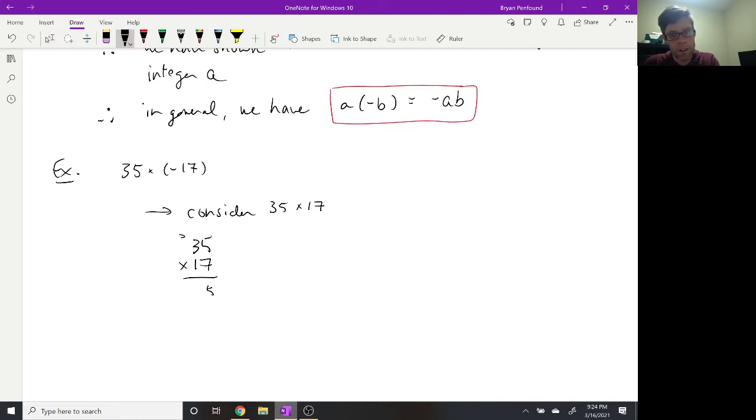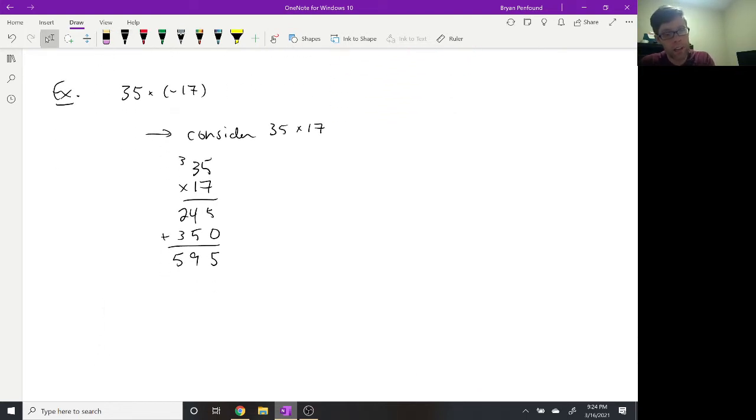7 times 5 is 35, 3 times 7 is 21, plus 3 more, I believe, is 24. We'll have our placeholder 0, and then we have 3 and 5. Adding this all up, what do we get here? 5, 9, and 5. So 595. So considering just the positive numbers multiplied together, we get 595. Because we know one of our starting numbers was a negative integer, we can apply the negative sign to our final answer. Okay, so therefore 35 times negative 17 must be equal to negative 595.